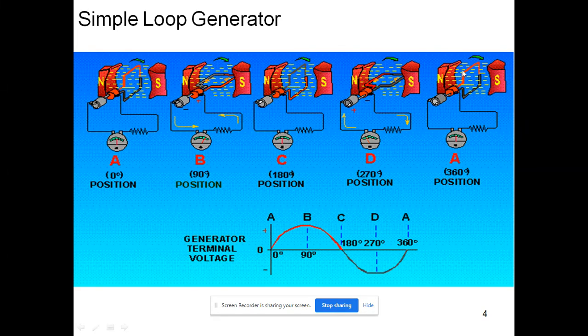On further rotating, the flux cut by the conductor is 0. So the terminal voltage again becomes 0.